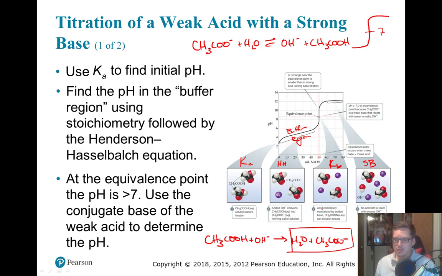We'll call that SB. All right, so when you first start, it's a Ka problem. During the buffer region, you use Henderson-Hasselbalch. At the equivalence point, it's a Kb problem, and then after the equivalence point, it's a strong base problem.